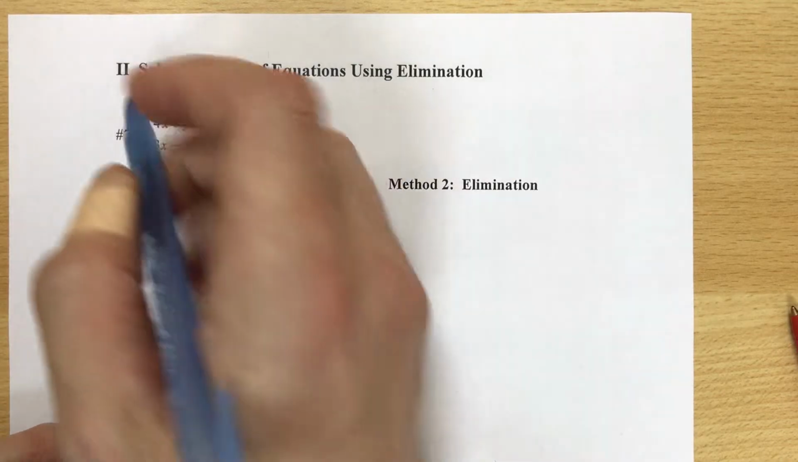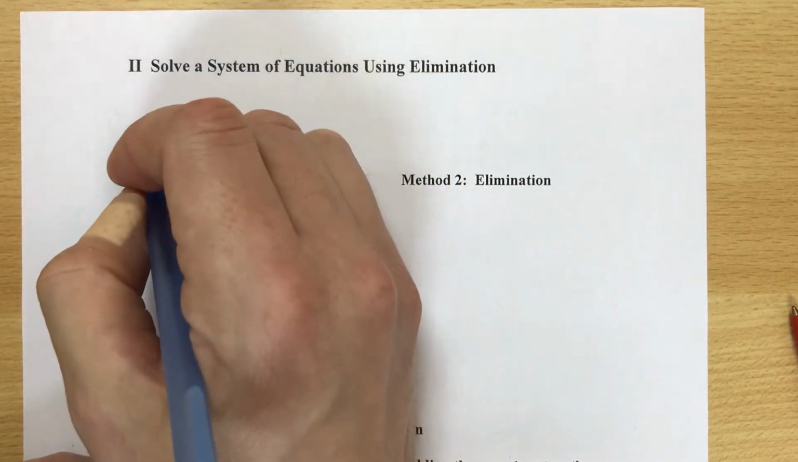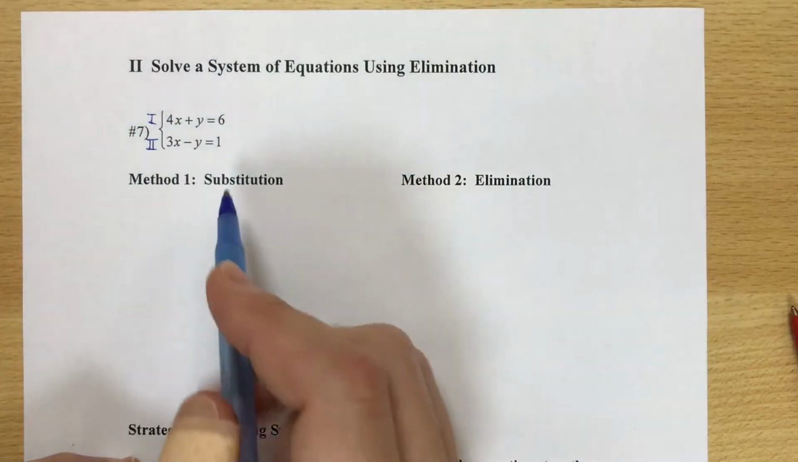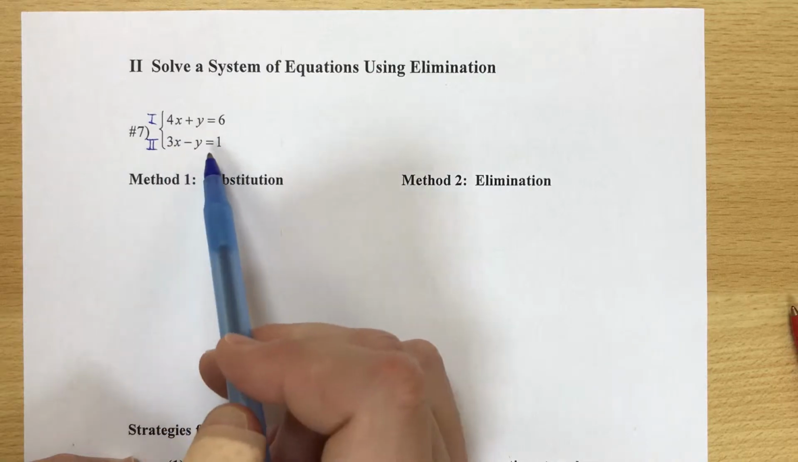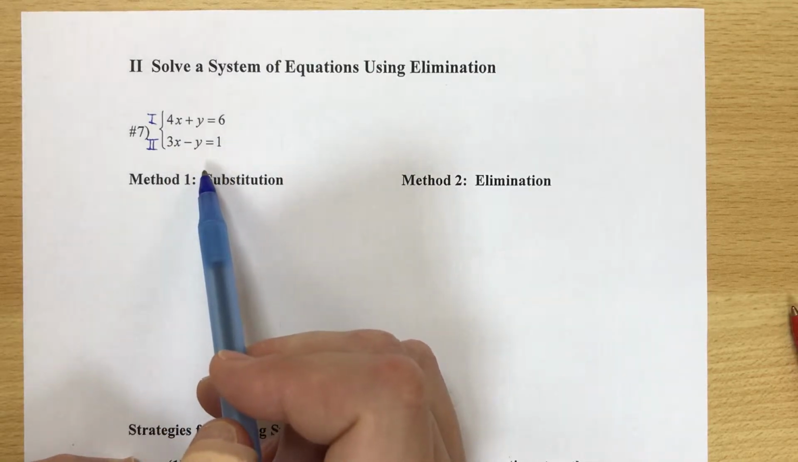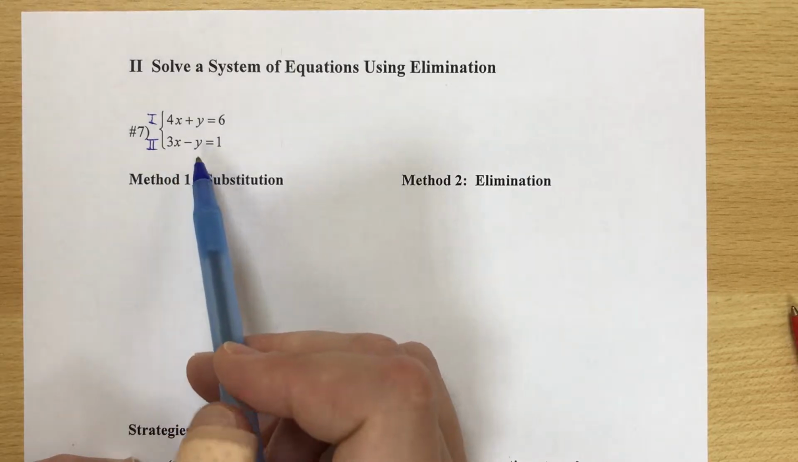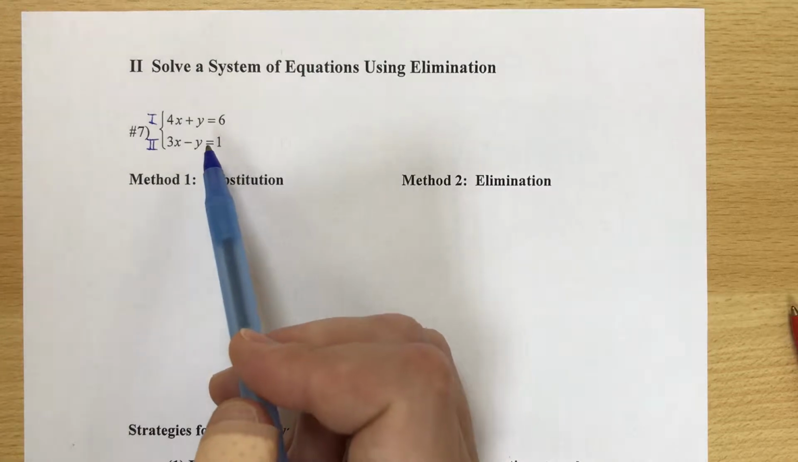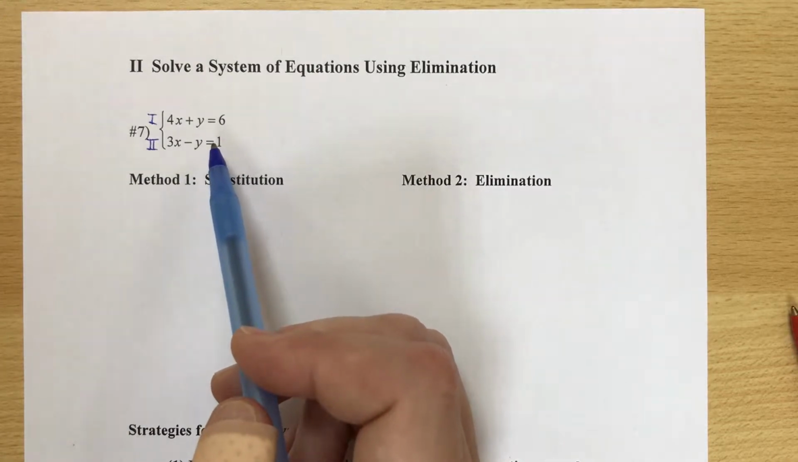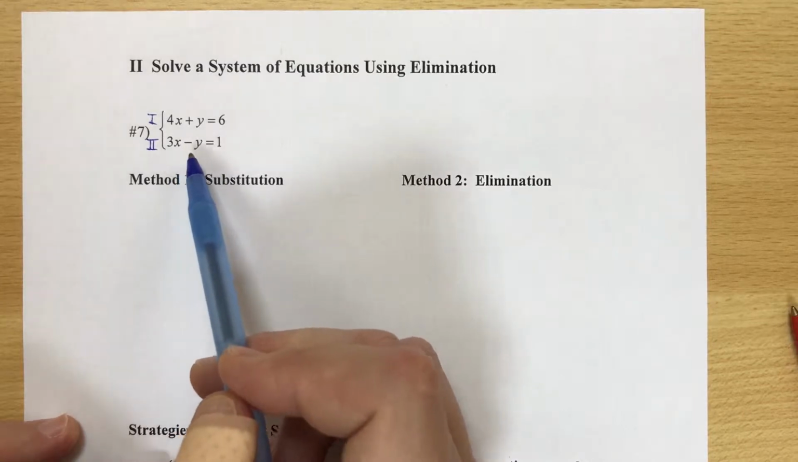4x plus y is 6. That's equation 1. 3x minus y is equal to 1. That's equation 2. Now, to use substitution, I need to first take one of these equations and solve it for a variable. Now, I can do this in equation 1. I can do it with equation 2. I can solve for x. I can solve for y. It doesn't matter. What I do is I look for what I think is the easiest variable to solve for.